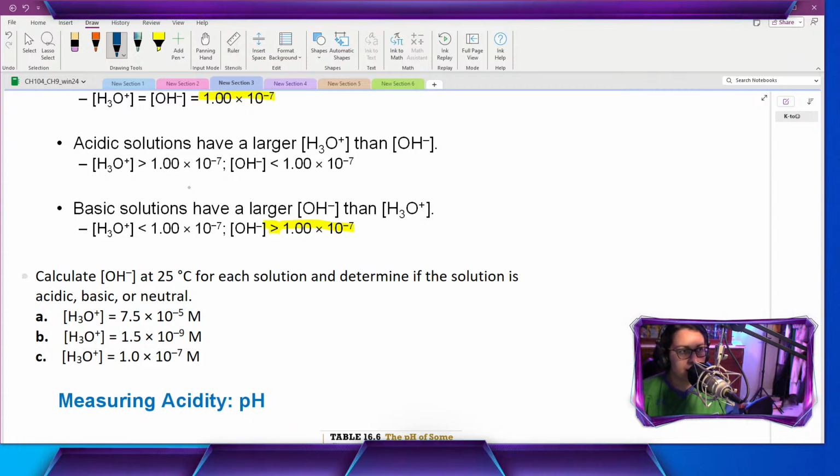Looking at A, we have 7.5 times 10 to the negative 5th. That's bigger than 10 to the negative 7th, so that's less small. So this would be acidic.